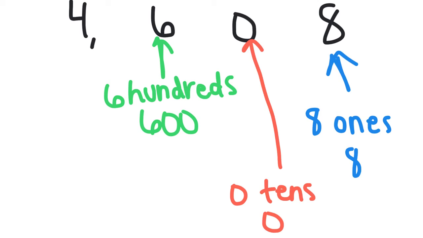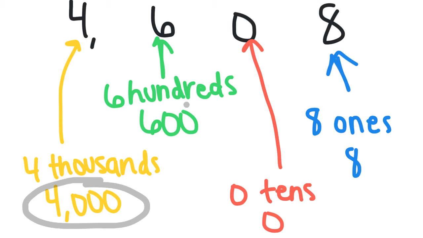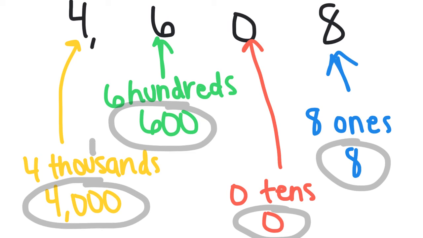And then finally, over here, I have a 4, and that is the thousands place. If I were to write this digit as a number, its value as a number, that would be 4,000. And remember to check our work. We can look at all of the values we just came up with. 4,608. If I added all of these values together, would I get the number I started with?